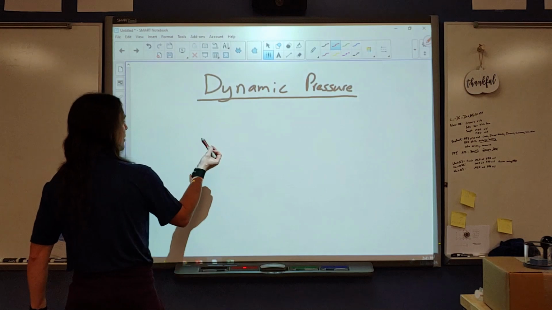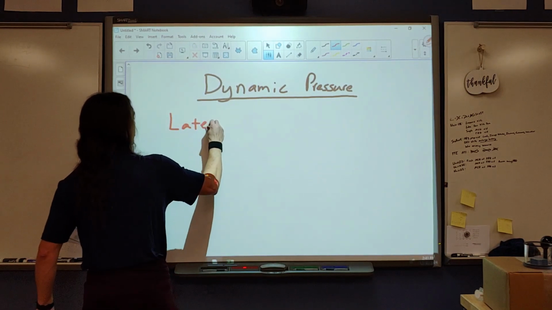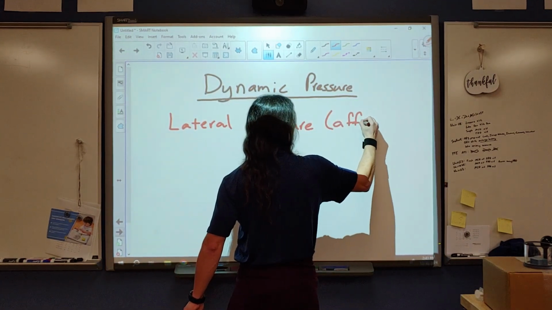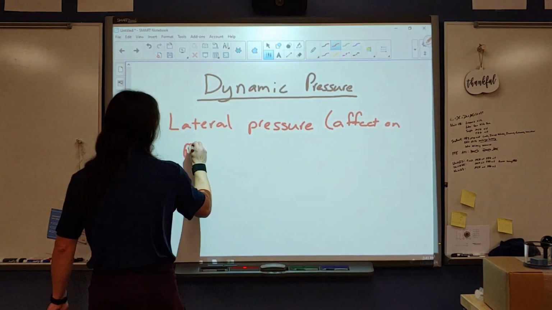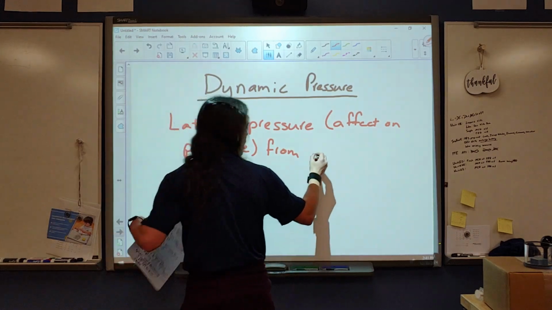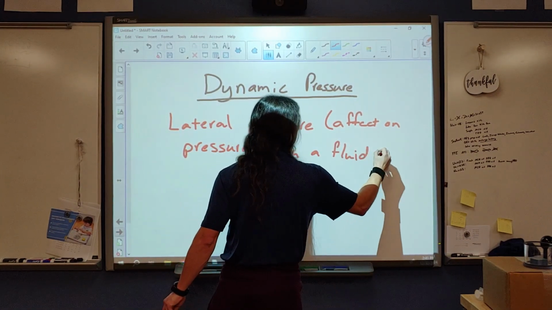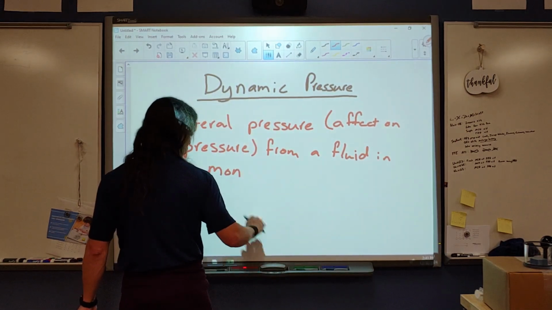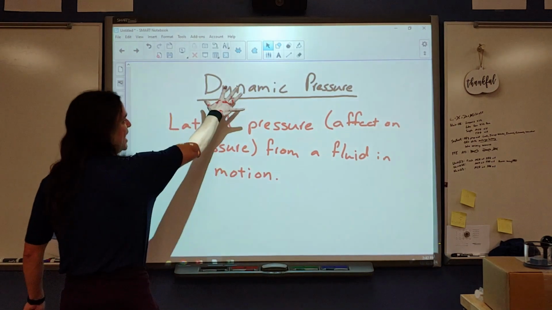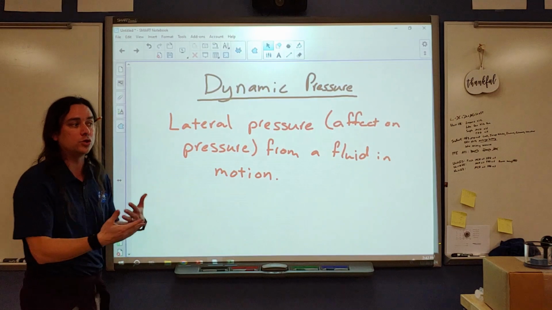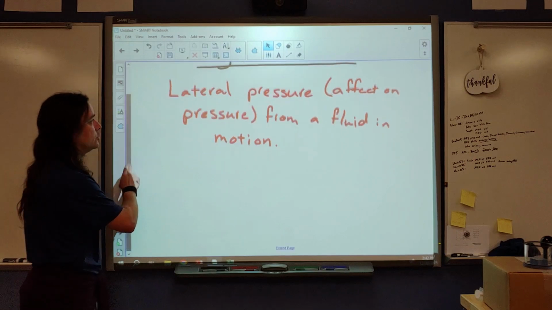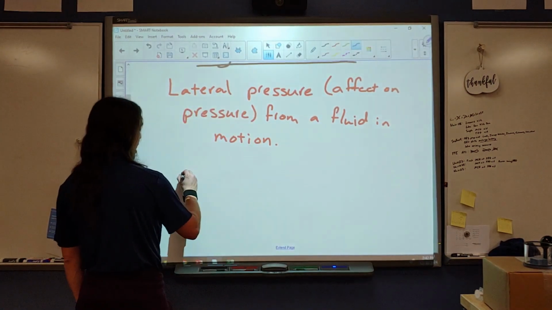The best way of describing dynamic pressure is a description of the lateral pressure, or the effect on pressure, from a fluid in motion. I want to bring that up. Dynamics is a word usually describing motion or things engaged in motion. Okay, so here's a brief overview of that. We're going to talk more about that in our next lesson.